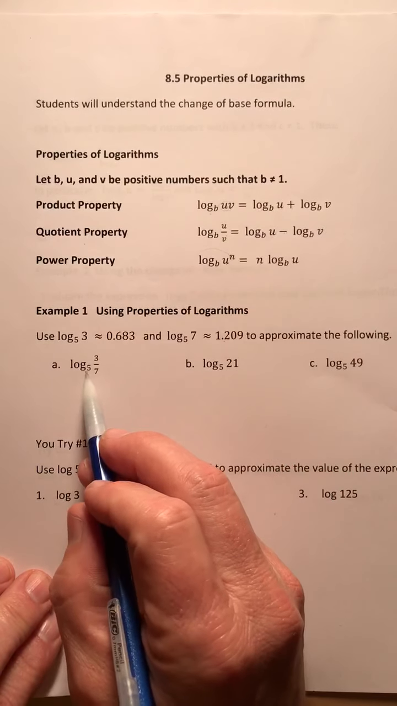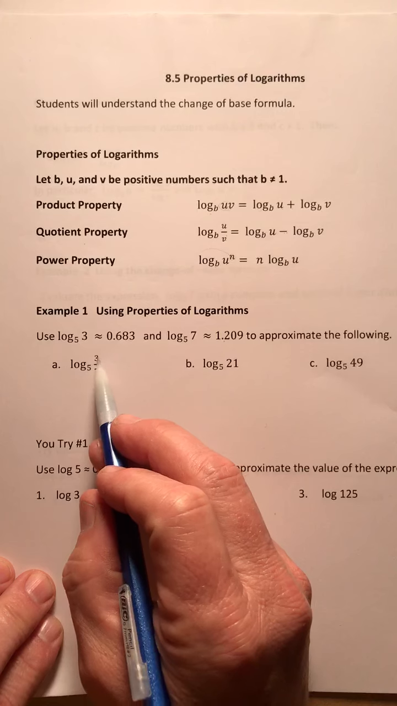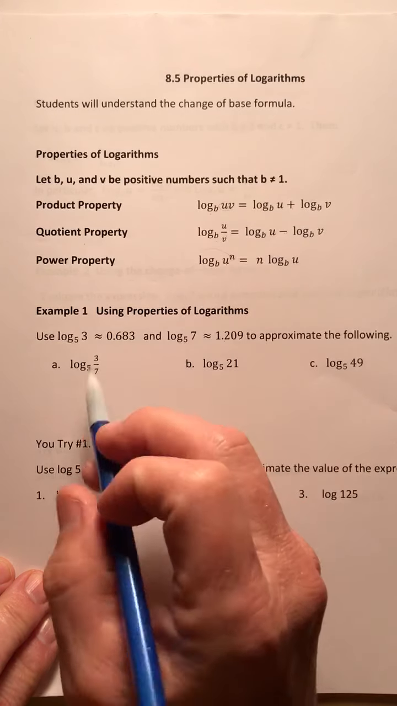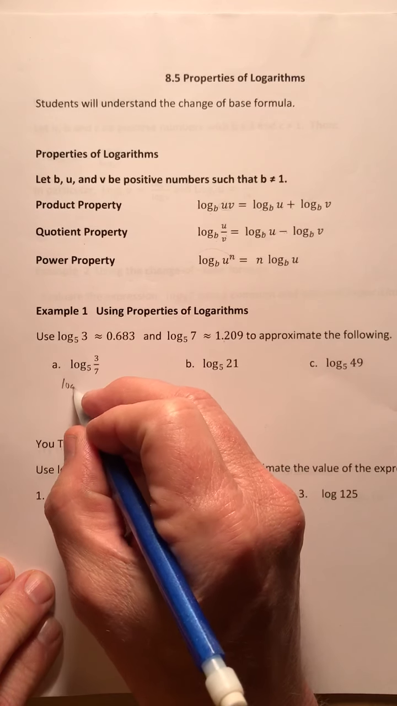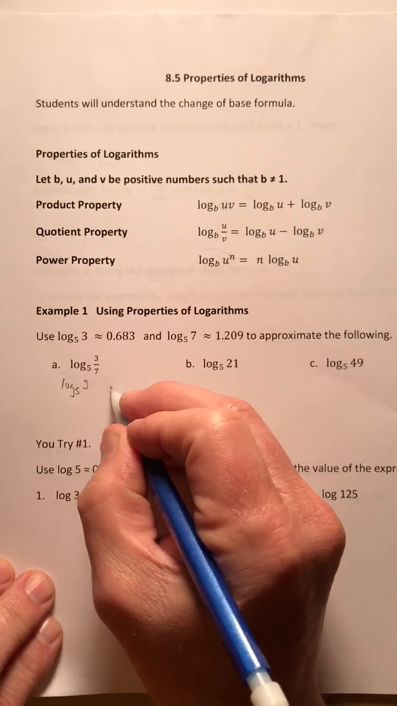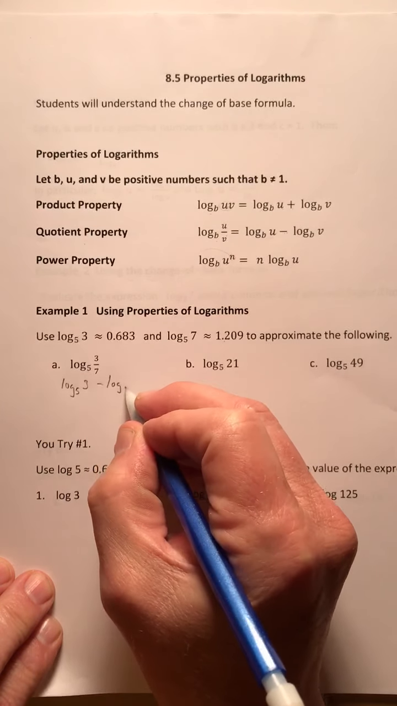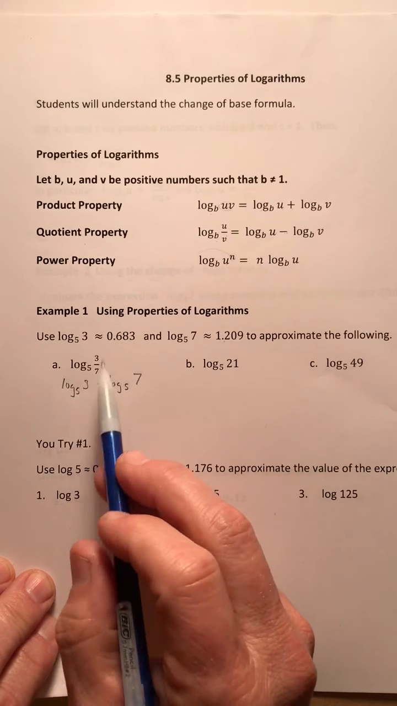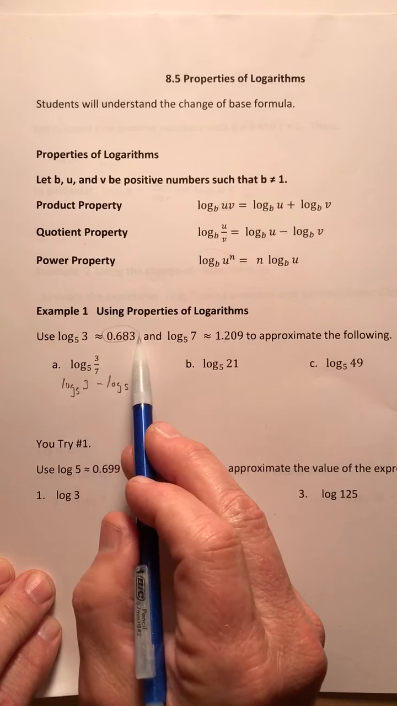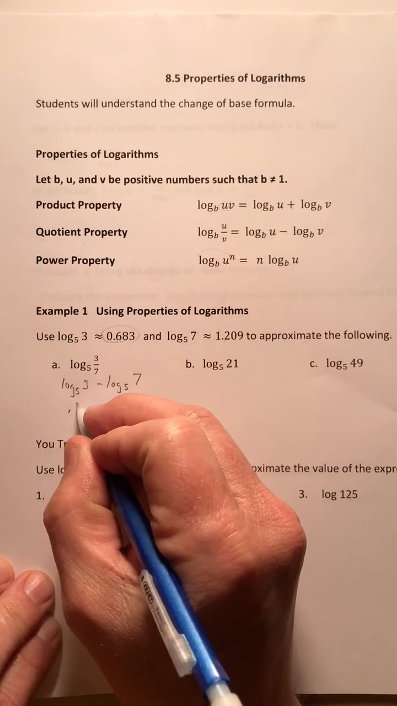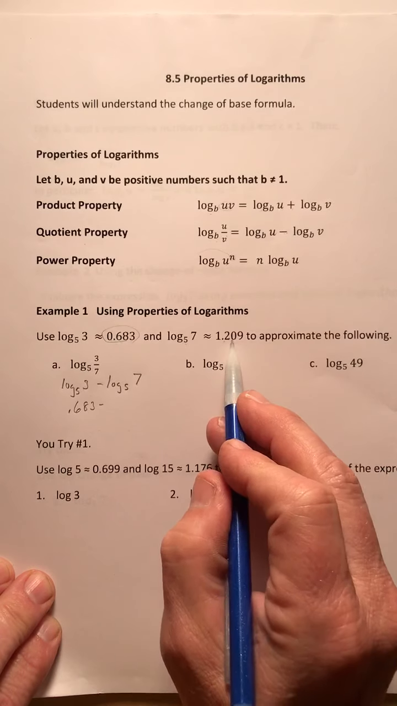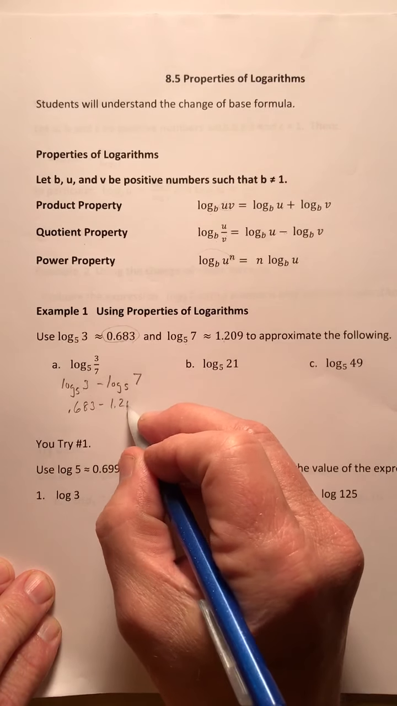So the first one we got is log base 5 of 3 divided by 7. So that's our quotient property. And we can change it into the log base 5 of 3 minus the log base 5 of 7. So then the log base 5 of 3 we already have. That is 0.683 minus log base 5 of 7, which is 1.209.